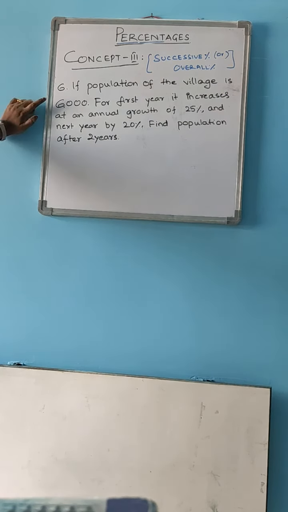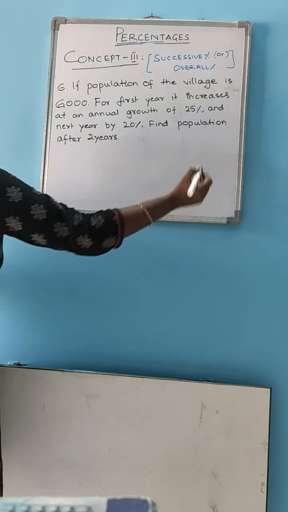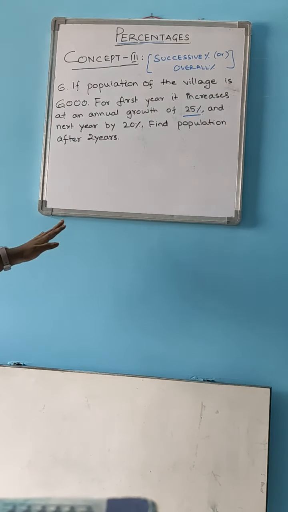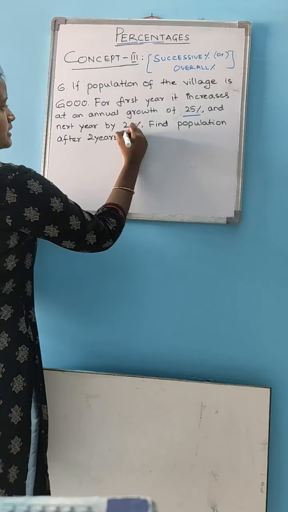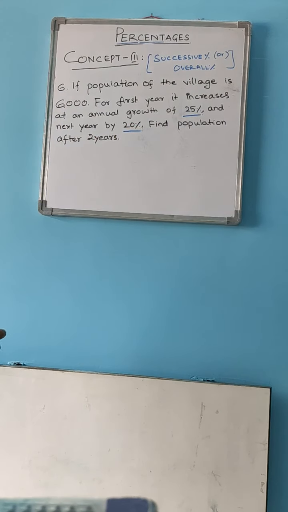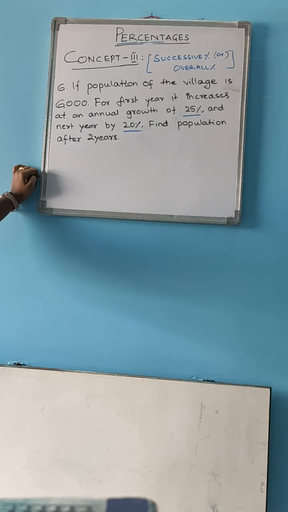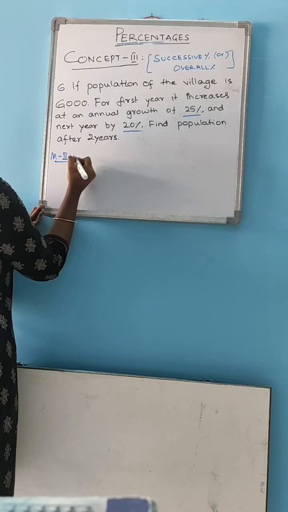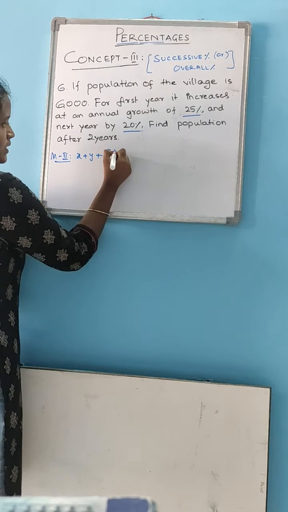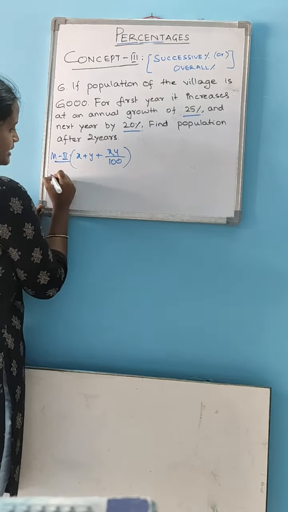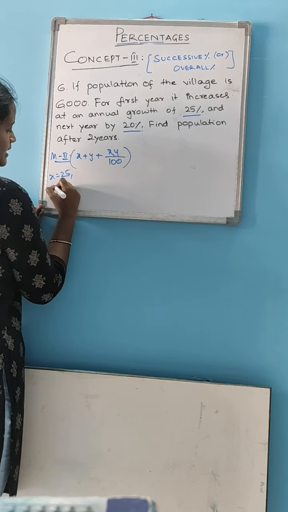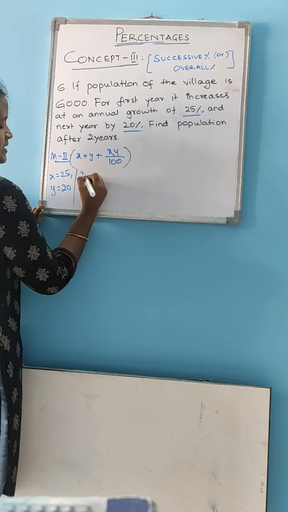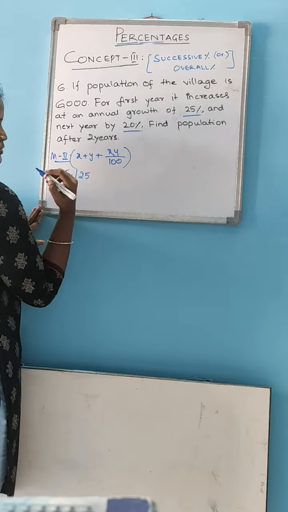If the population of a village is 6,000, for the first year it increases at an annual growth of 25% and the next year at an increase of 20%. Find the population after 2 years. There are many methods to solve this problem. I am going to tell you 2 or 3 methods. First is our method 2, the successive increase formula: x plus y plus xy by 100. Initially increased by 25% and later increased by 20%. That means x is 25, y is 20.